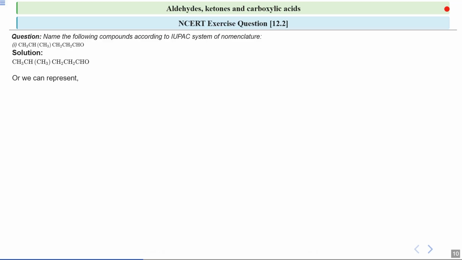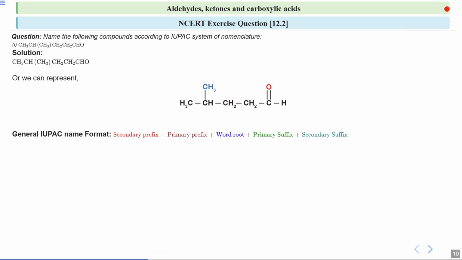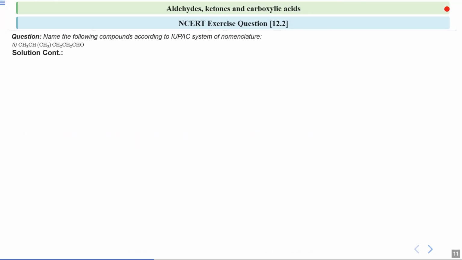So now we can represent it in a more convenient way. So this is how we can represent this, okay? That is, to this carbon, a CH3 group is attached, and at the end we have an aldehyde group. Now let us see the general format for writing the IUPAC name. So the secondary prefix plus primary prefix plus word root plus primary suffix and then secondary suffix. So this is the general format of how we write an IUPAC name.